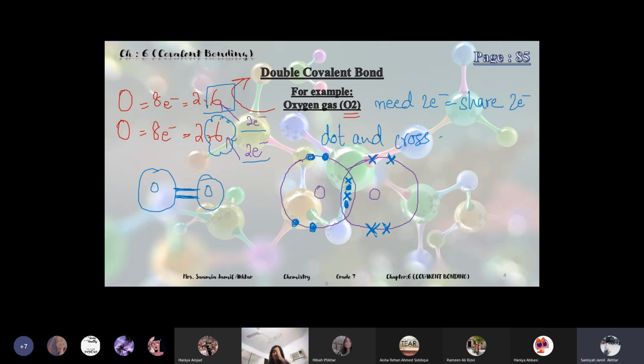In the question we mention. But if it is not mentioned, if they just ask you to draw the bonded picture of it or covalent bonded diagram, then draw dot and cross. Always draw dot and cross if it is not mentioned. But mostly it is mentioned. Okay, so this is the oxygen molecule.